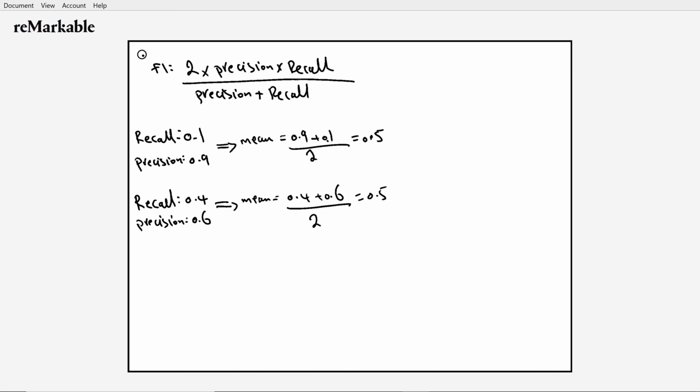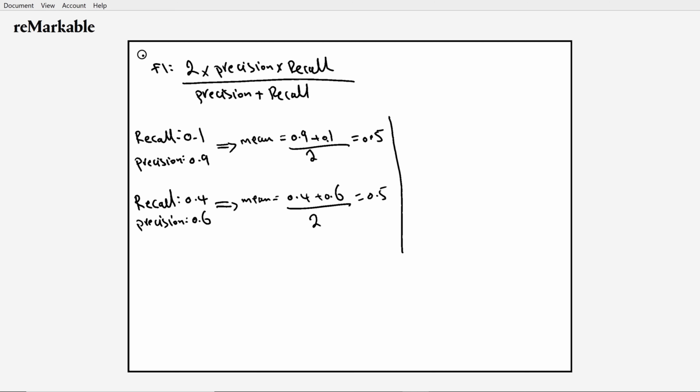I have two models with very different behaviors. One model is very good at precision, really bad at recall: 90% precision, 10% recall. My other model is kind of average in terms of recall and precision: 40% recall, 60% precision. But when I compute the arithmetic mean of these two numbers, I end up getting 0.5 or 50%, which is kind of, I'm losing information.